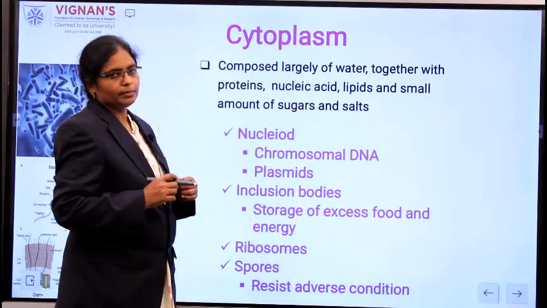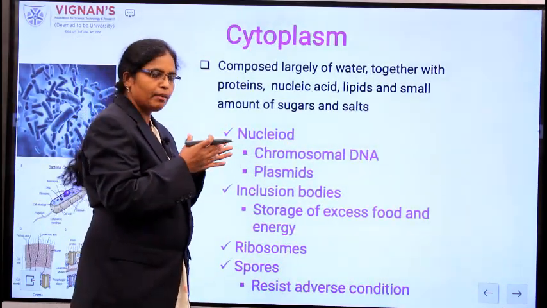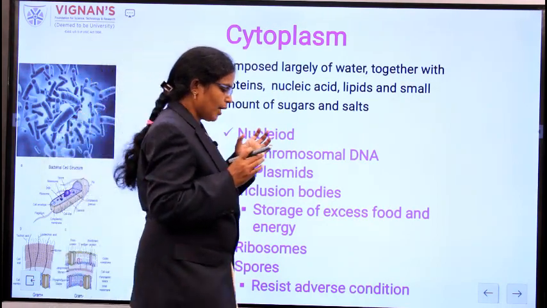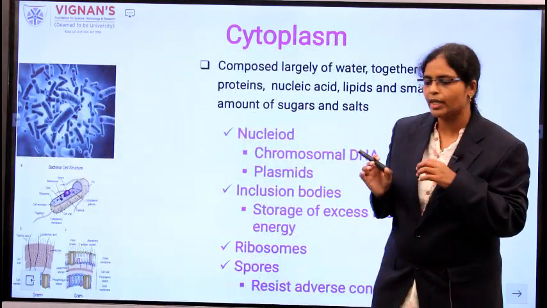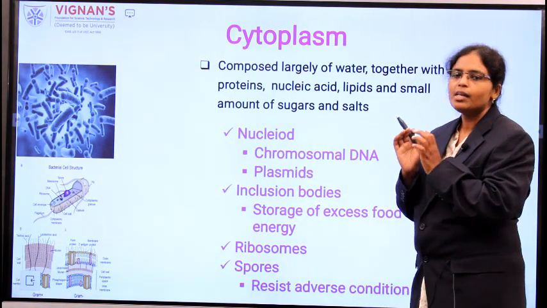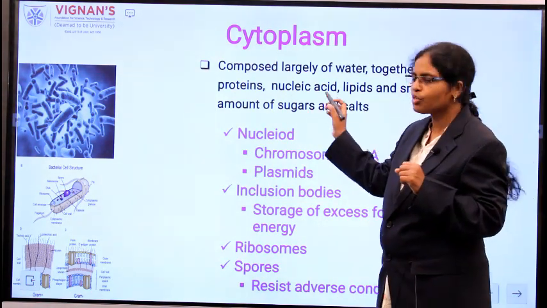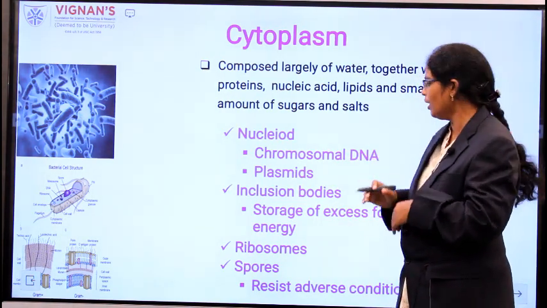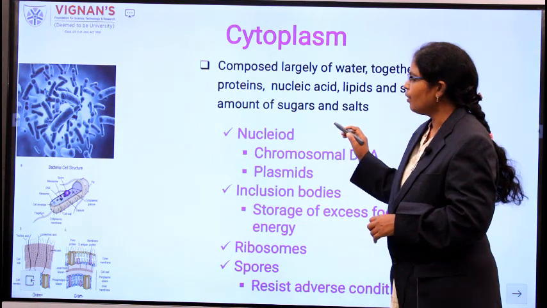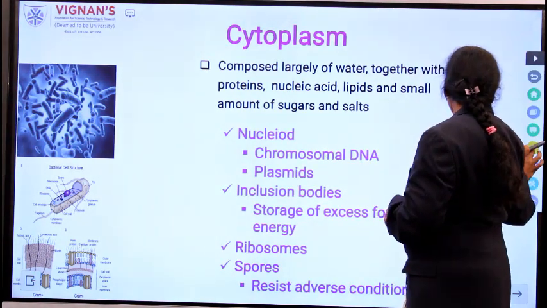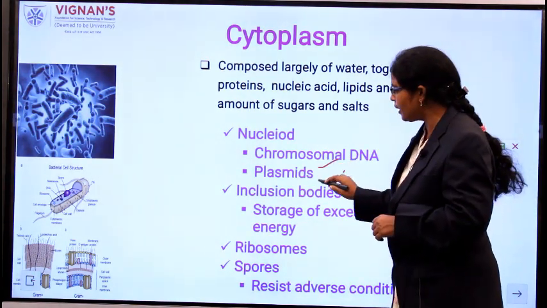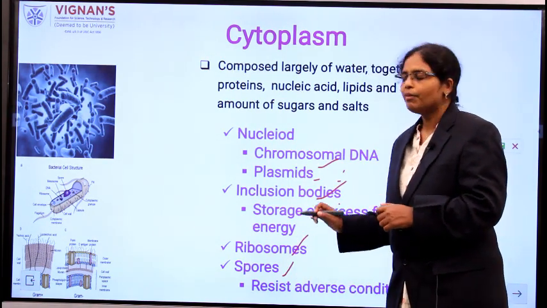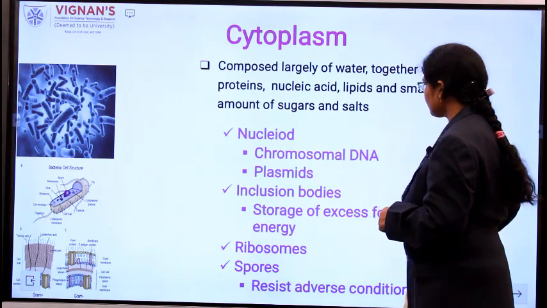And cytoplasm. So the cell wall we have seen, the cell membrane, and the next one is the cytoplasm. In this cytoplasm, the genetic material and the proteins, everything is embedded. You can observe proteins, nucleic acids, lipids, sugars and water. Everything is present inside the cytoplasm. So these are the various components present in the cytoplasm: the genetic material, plasmids, inclusion bodies, ribosomes and spores. We will see them one by one.